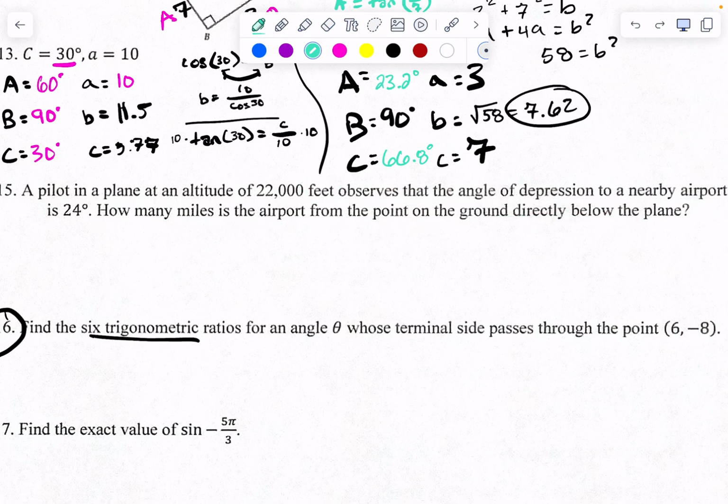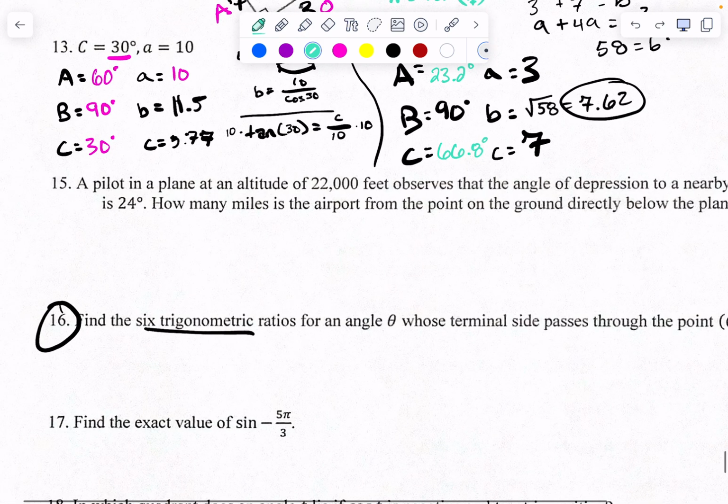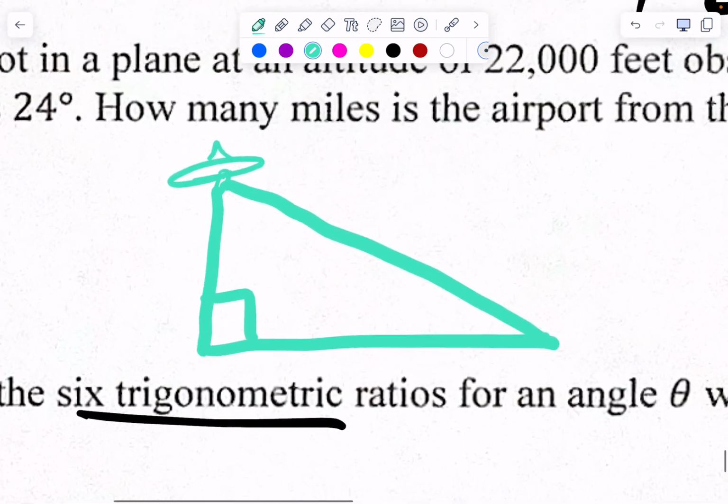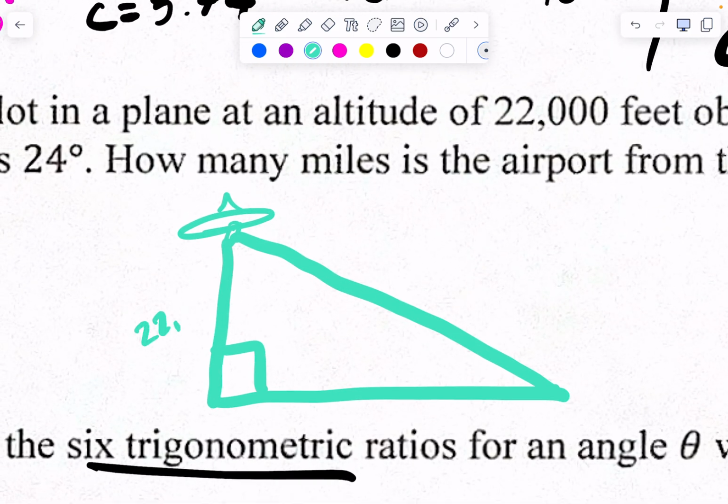So, be careful. All right, let's draw a picture. We have a plane. And it says it has an altitude of 22,000 feet. What is altitude, by the way? Straight down, 90 degrees to seafloor. 90-degree angle to seafloor. Okay, 22,000 feet is where we are at.